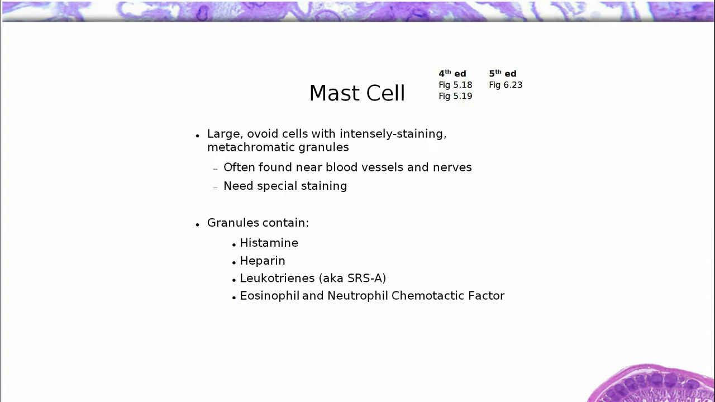Okay, so what is a mast cell? Mast cell, again, is a component of your immune system. So again, it's going to be a cell that's found there to protect your connective tissues from outside invaders. This is a cell that's actually involved in allergic reactions.